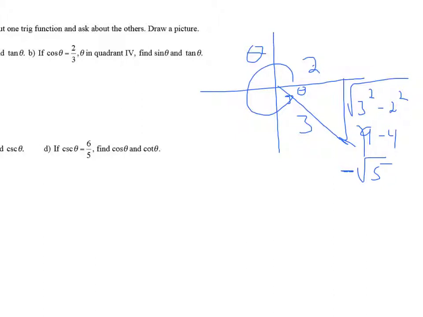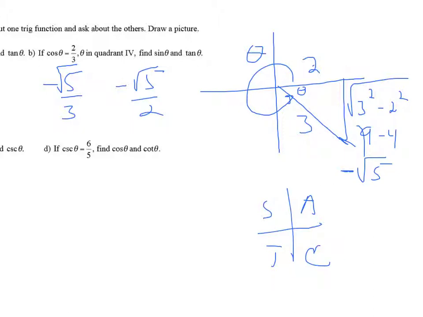So sine is going to be opposite over hypotenuse, negative square root of 5 over 3, and tangent's going to be negative square root of 5 over 2, and that checks with the All Students Take Calculus rule, that only the secant and cosine will be positive, so that checks that these two are negative.